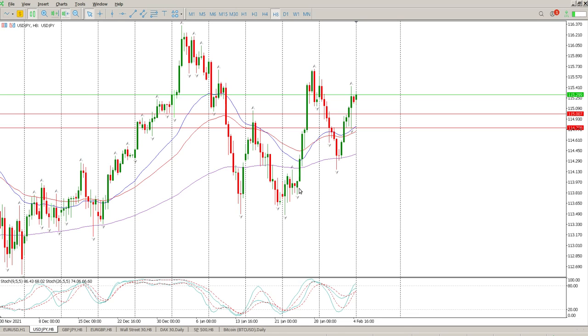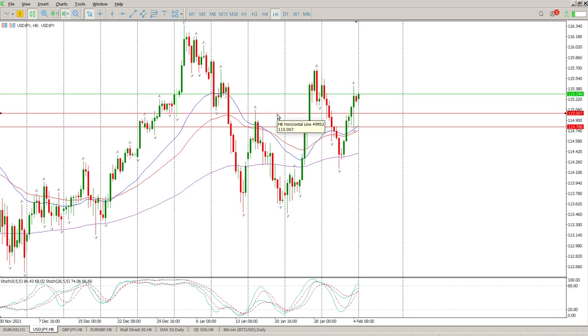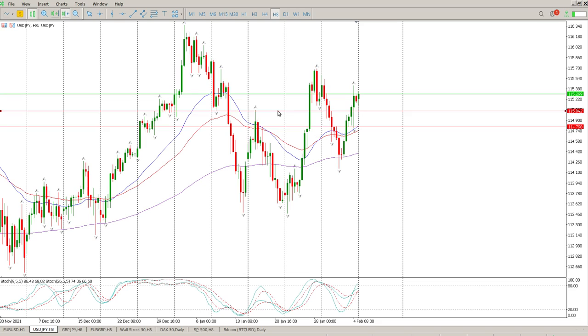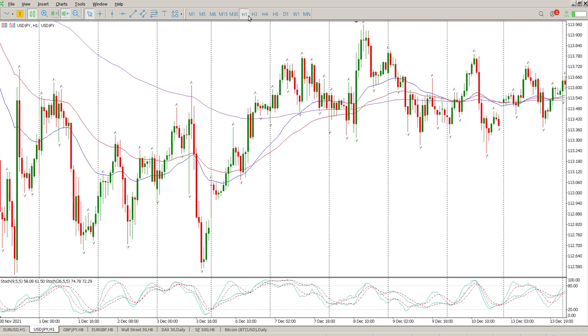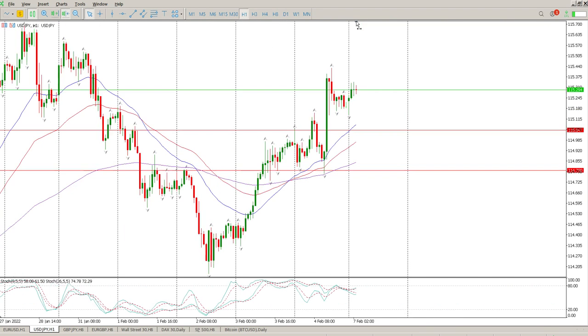Moving on to US dollar Japanese yen. Pretty much a similar kind of picture here, but just want to fine tune this level. That's the area that we need to pay attention to, and that's 115.047. Probably just round that off to 115 as well.